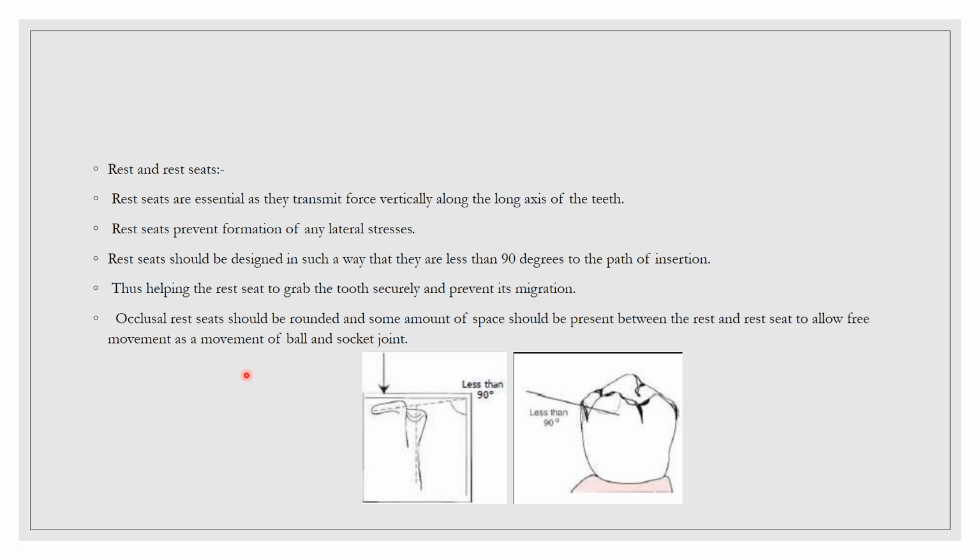Occlusal rest seats should be rounded and some amount of space should be present between the rest and the rest seat to allow free movement like a ball and socket. So yes, there are principles of designing a rest seat and there are types of rest seats. Please read that and you'll understand better. I guess we'll be taking that up in the next lecture sometime.